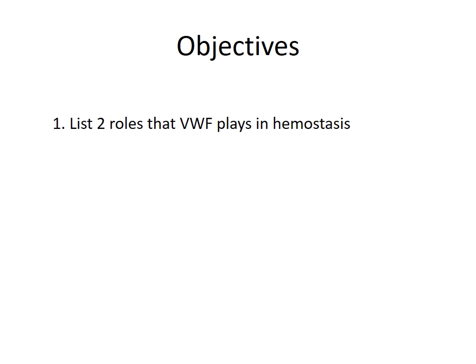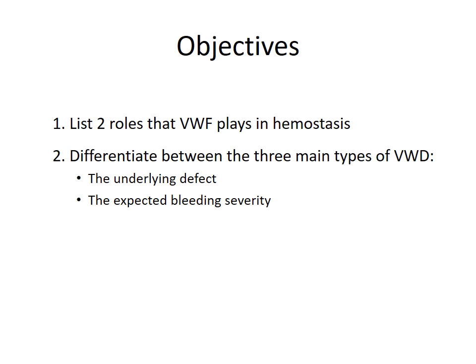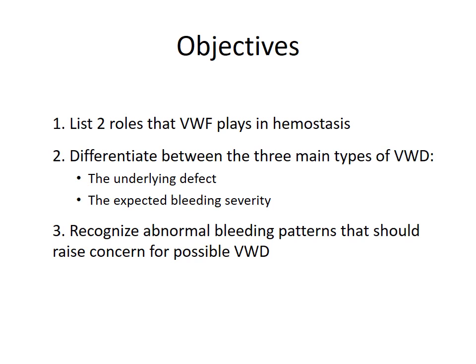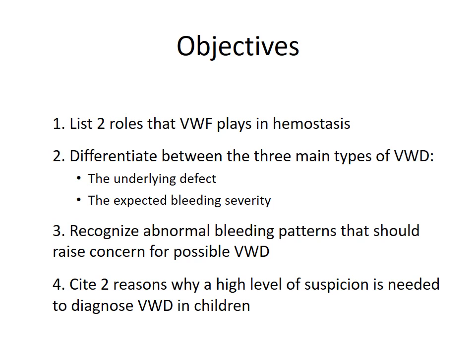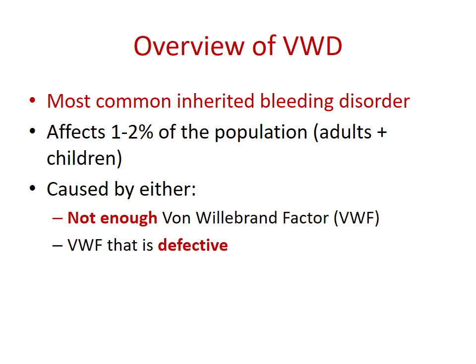Starting with our objectives, number one is to list two roles that von Willebrand's factor plays in hemostasis. Two, to differentiate between the three main types of von Willebrand's disease, specifically with regards to the underlying defect, as well as the expected bleeding severity. Three, to recognize abnormal bleeding patterns that should raise concern for possible underlying von Willebrand's disease. And four, to cite two reasons why a high level of suspicion is needed to diagnose von Willebrand's disease in children.